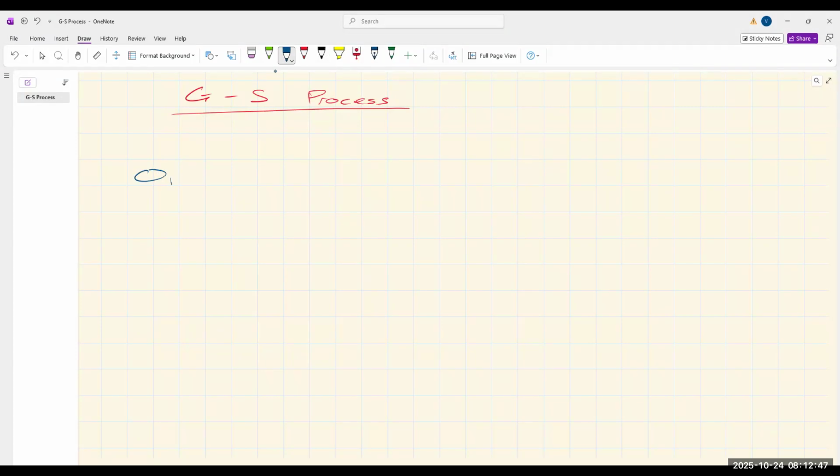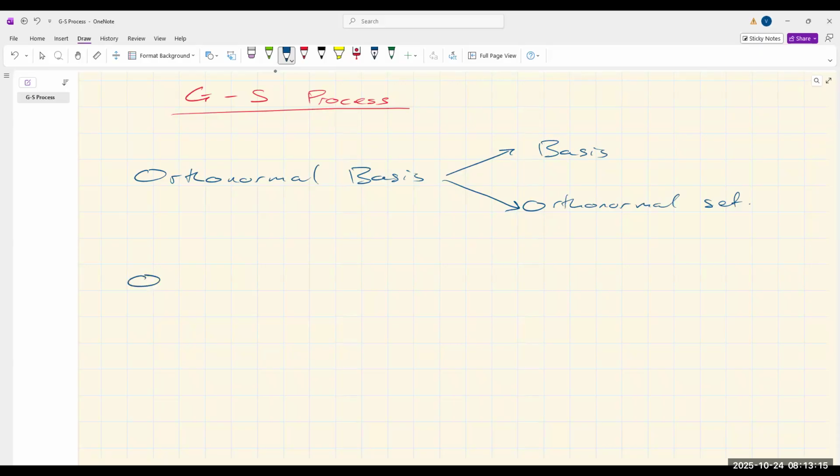So, orthonormal basis. Okay, so what is an orthonormal basis? Well, it's a basis that is also an orthonormal set. Okay, it's a basis that is also an orthonormal set. So what is an orthonormal set?